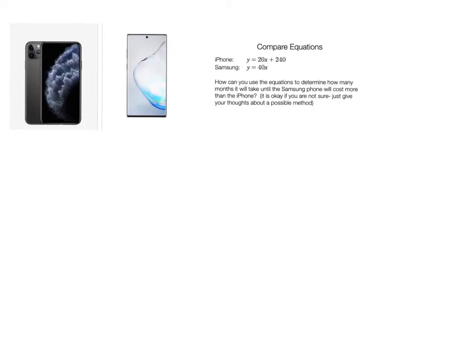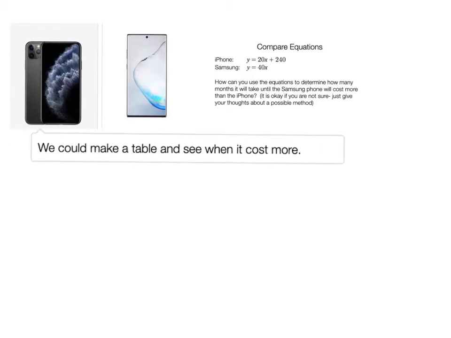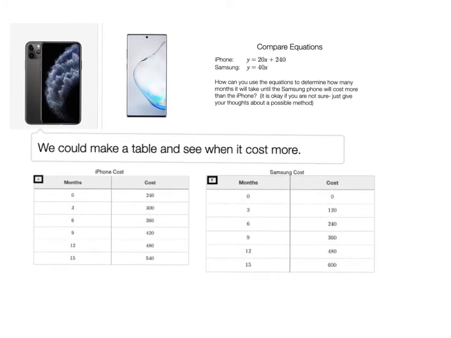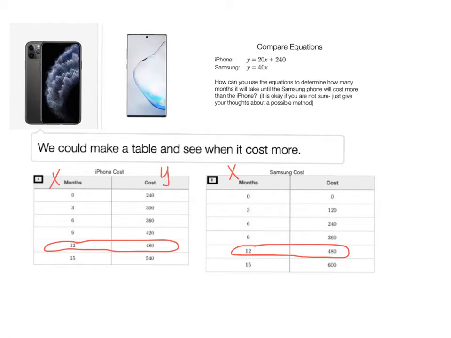Another student, well, actually there were several, said, if we're going to compare these equations, couldn't we make a table and see when it costs more? And we also did that, if you recall. We used the two tables and we found that when x, which was months, equaled 12, the cost, which is y, was $480 for the iPhone, and lo and behold, the Samsung at 12 months also cost $480. So here's where they were equal on the table.